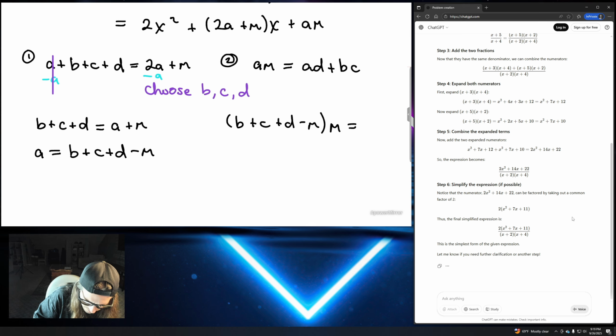Is this really the way to do this? My goodness. Do I have to substitute again? I don't like this. Hold up. Let me think about this for a minute here.